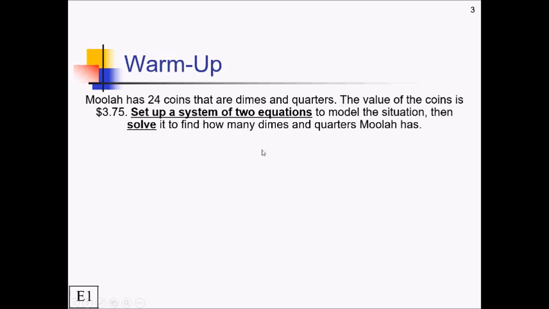Alright, so first thing you need to do on these problems is define variables for the things you're trying to solve for. We want to solve for the number of dimes and the number of quarters, so we need a variable to represent each of these. I'm going to let D represent the number of dimes, and you should spell this out so that people know what you're talking about, and then Q is the number of quarters.